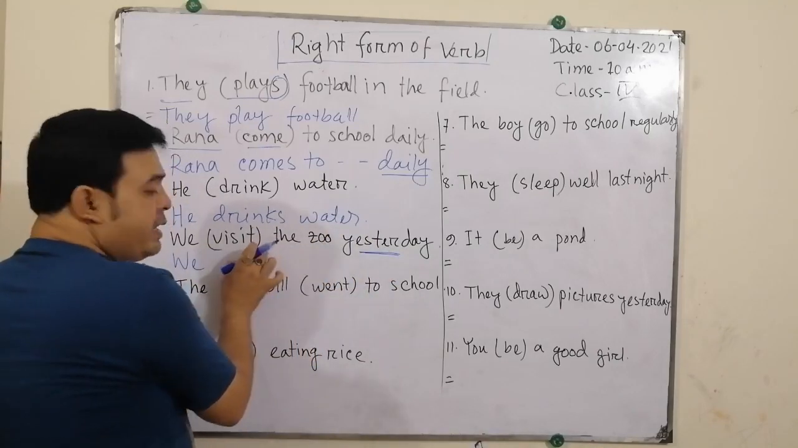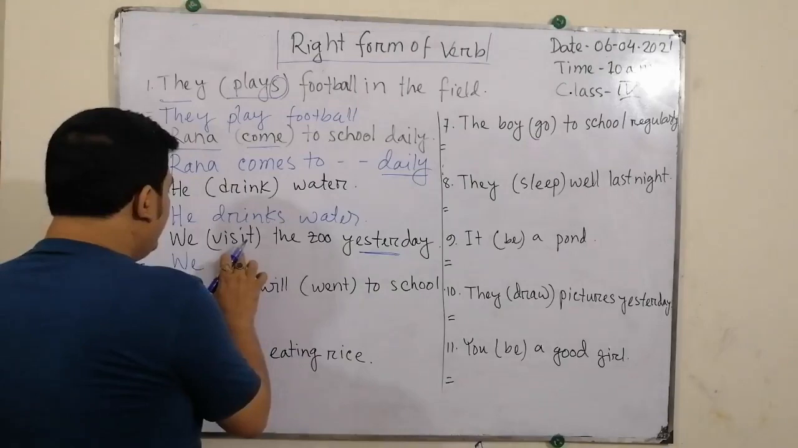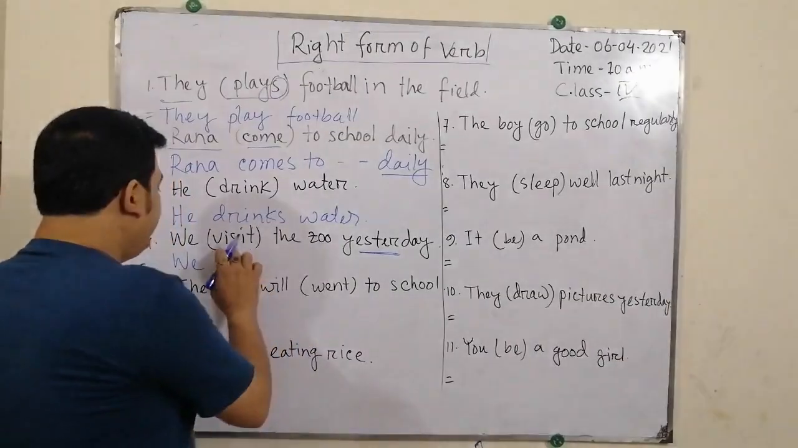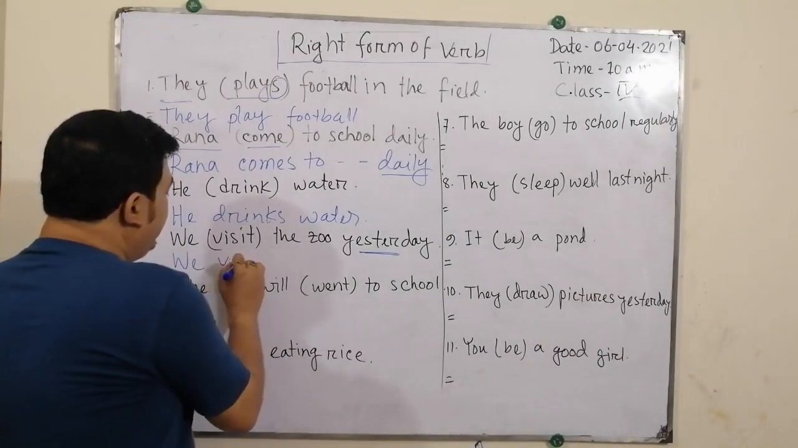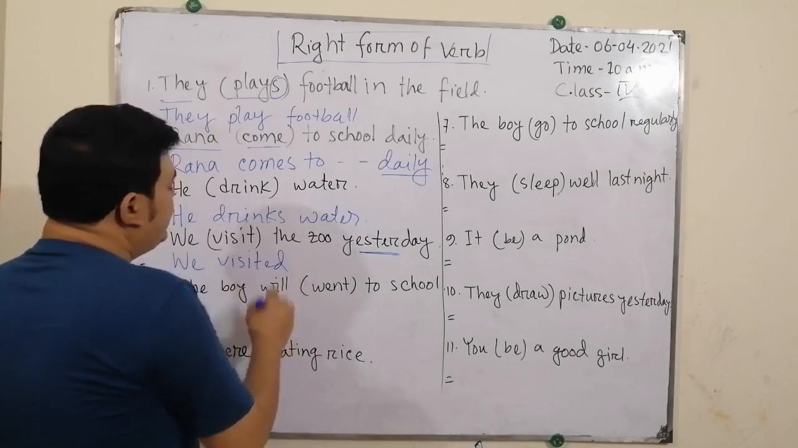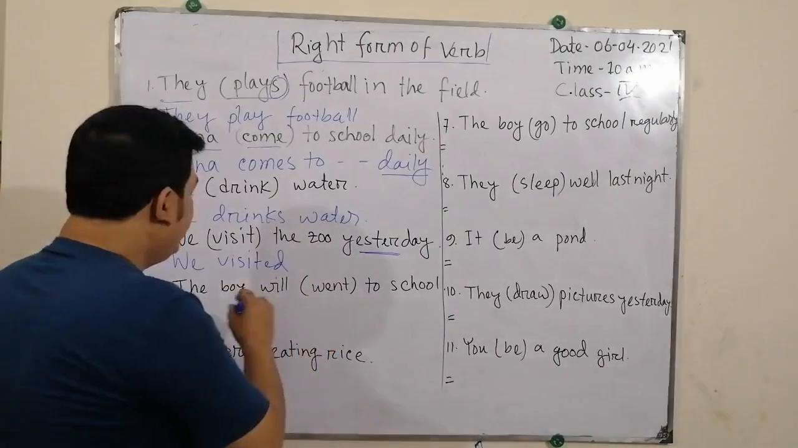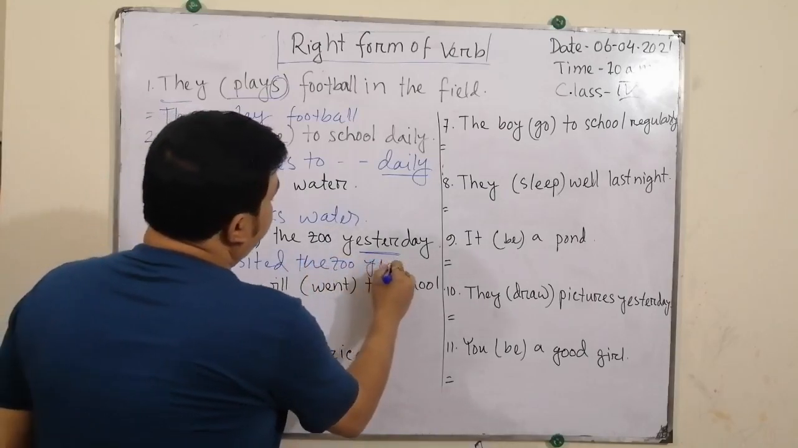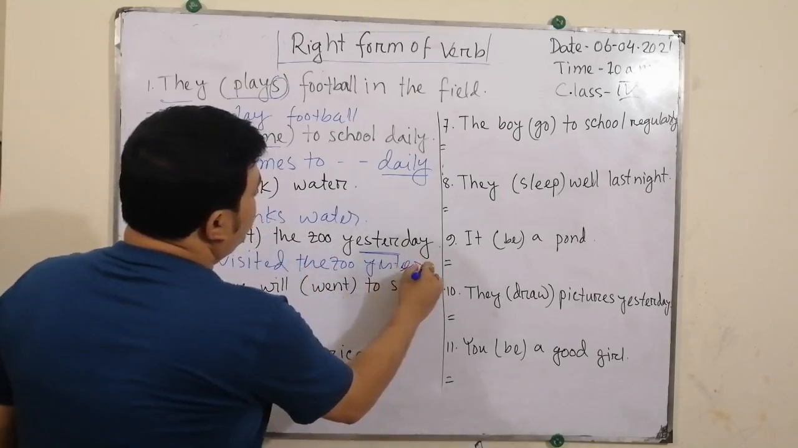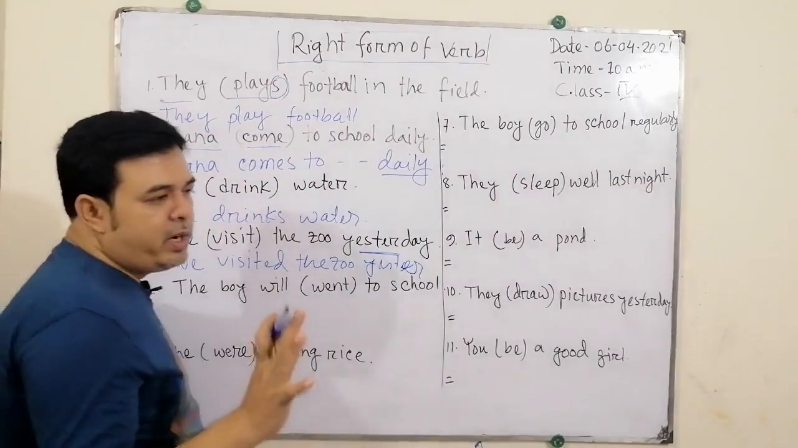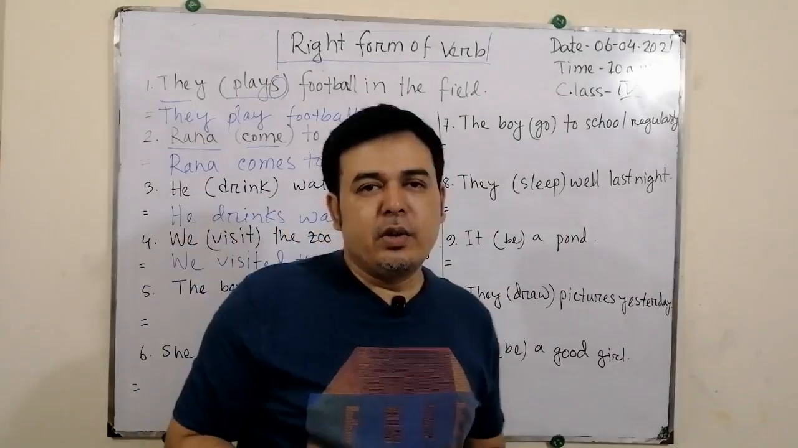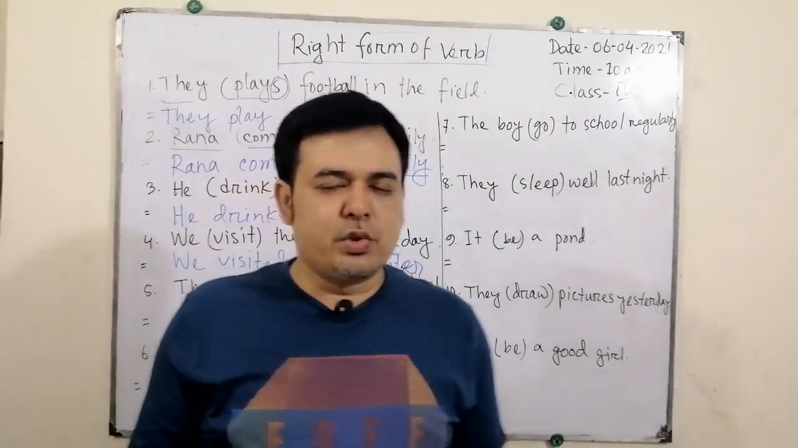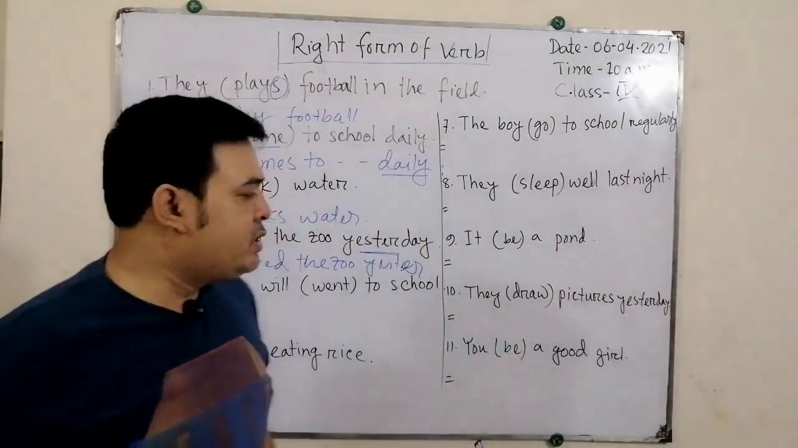We will do the sentence in past indefinite tense. So visit will be visited here. So we visited the zoo yesterday. Okay. So yesterday is the fact word. Yesterday is the indicator here. Yesterday is giving you an instruction to make the sentence past indefinite tense.